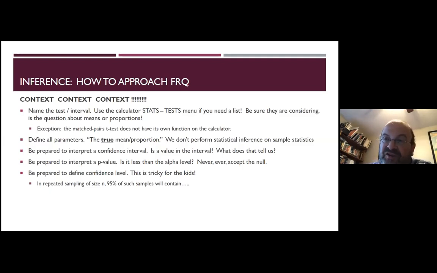Interpreting a p-value is a matter of comparing it to alpha, and of course, we never ever accept a null hypothesis. We don't write the words accept the null, and we don't accept it in words. And finally, define confidence level. This is one of the trickiest questions of all, and it's usually what is meant by 95% confidence. It's a classic AP question. It's one that just involves words. In repeated sampling of this size, 95% of such samples will generate intervals that contain the true parameter.